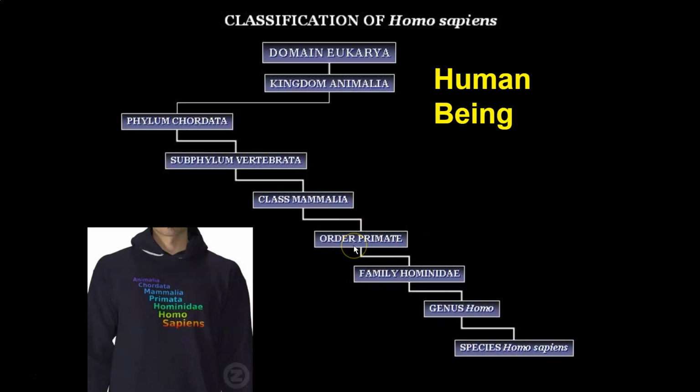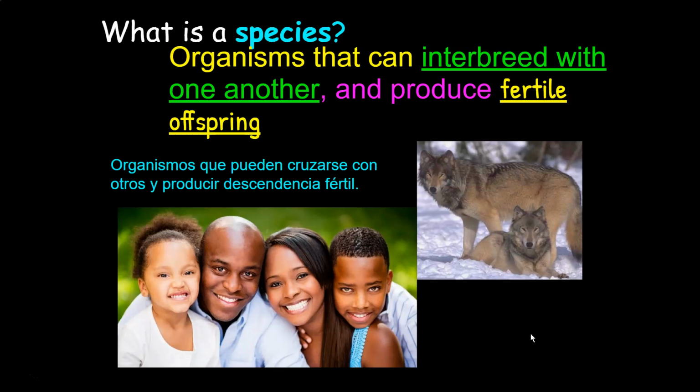So notice that cheetah wasn't a primate. It had a different order. And then our family is Hominidae, and our genus is Homo, and our species is sapiens. So our scientific name would be Homo sapiens. So when you ask, like, what is an actual species, this is organisms that can interbreed with one another and produce fertile offspring, right?